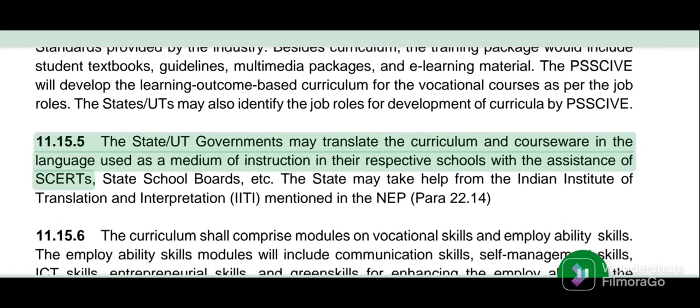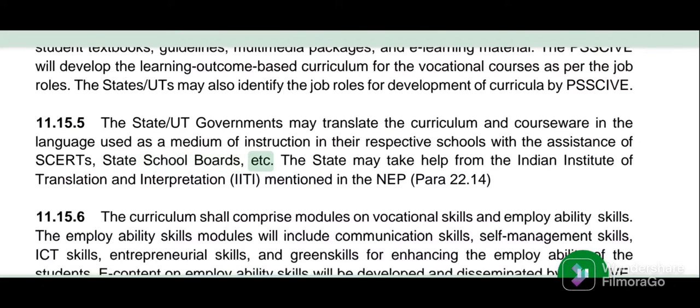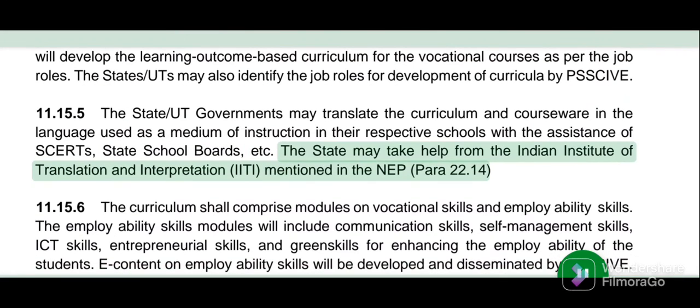11.15.5 The state and UT governments may translate the curriculum and courseware in the language used as a medium of instruction in their respective schools with the assistance of SCERTs, state school boards, etc. The state may take help from the Indian Institute of Translation and Interpretation (IITI) mentioned in the NEP Para 22.14.